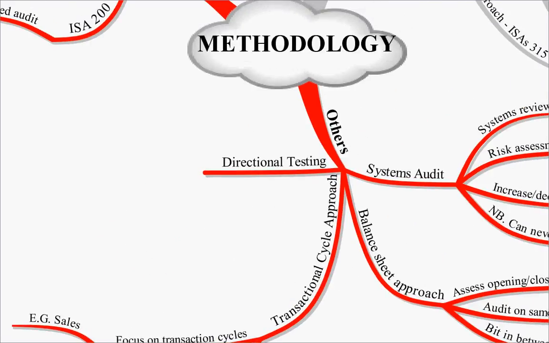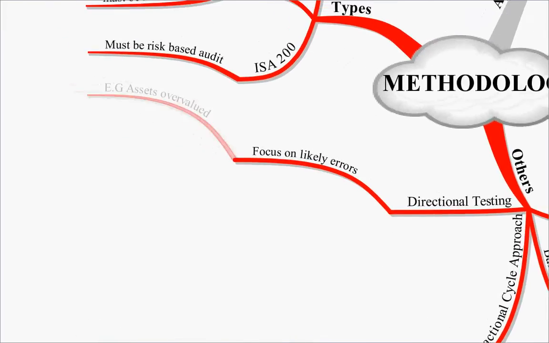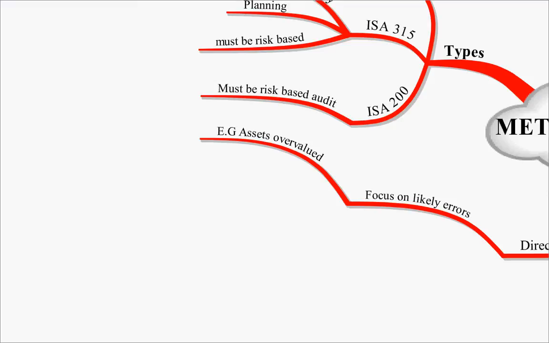Directional testing, well this focuses on likely errors. For example, assets are likely to be overvalued, liabilities likely to be understated. That's directional testing. You focus on the likely errors or where they're likely to be, and then you decide what you're going to test on that basis.